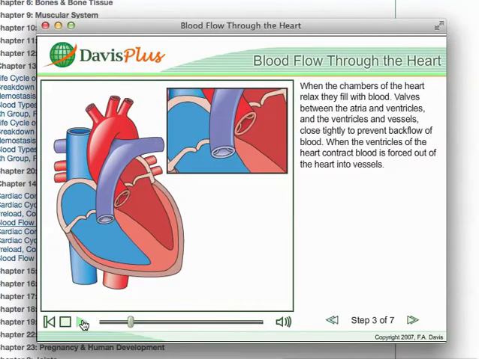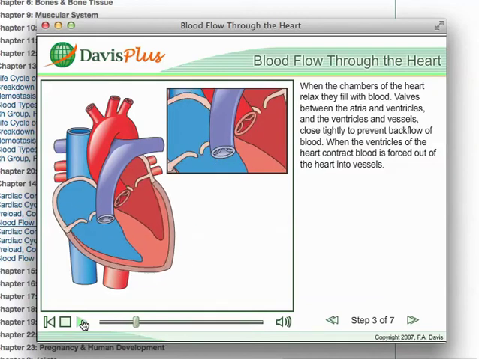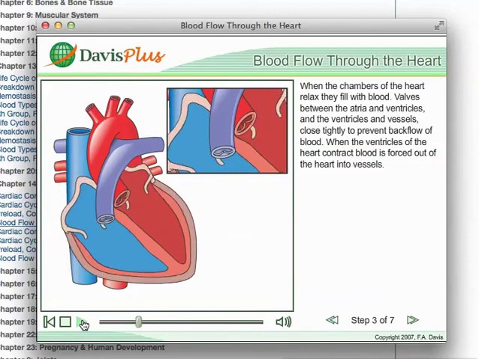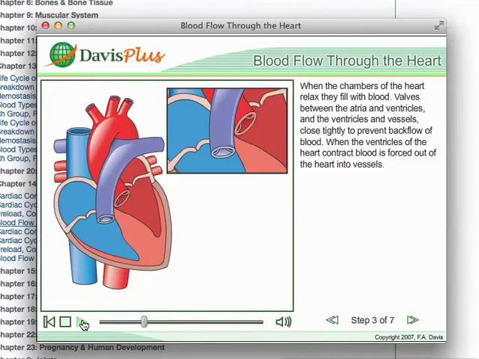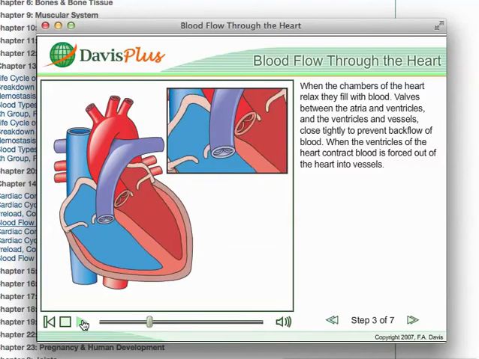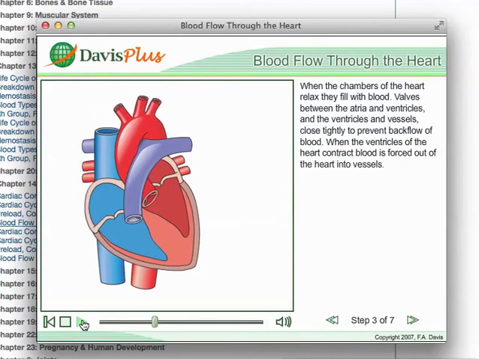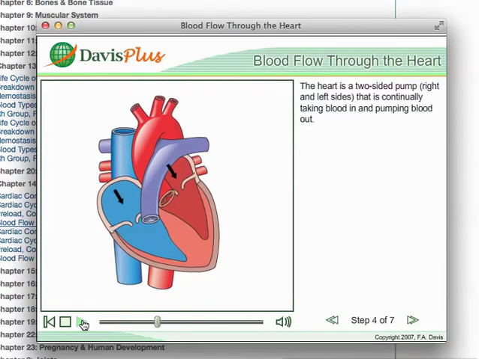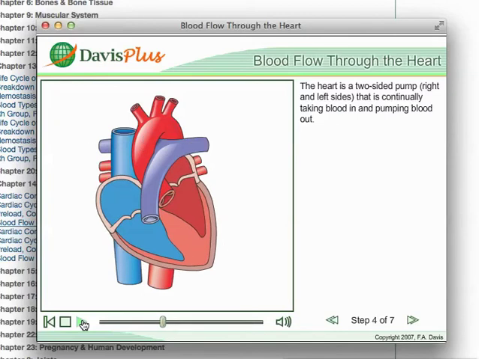When the chambers of the heart relax, they fill with blood. Valves between the atria and the ventricles and vessels close tightly to prevent backflow of blood. When the ventricles of the heart contract, blood is forced out of the heart into vessels. The heart is a 2-sided pump, right and left sides, that is continually receiving blood and pumping blood out.